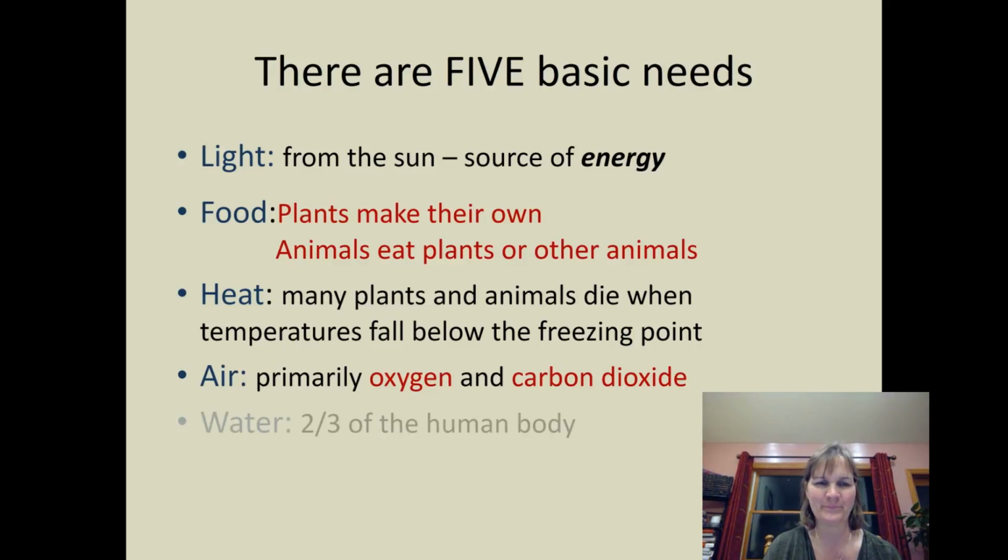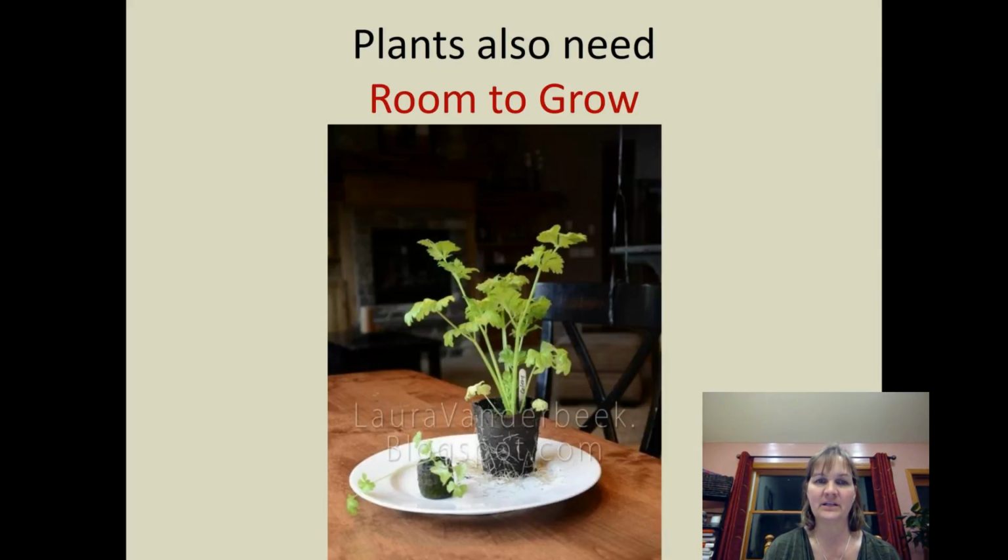Okay, water. 2/3 of the human body is made up of water. But you know what? Plants need water too. So I mentioned those 5 basic things, but for those of you who had the words to cut out, you're going, I still have some extras. That's because plants also need room to grow.